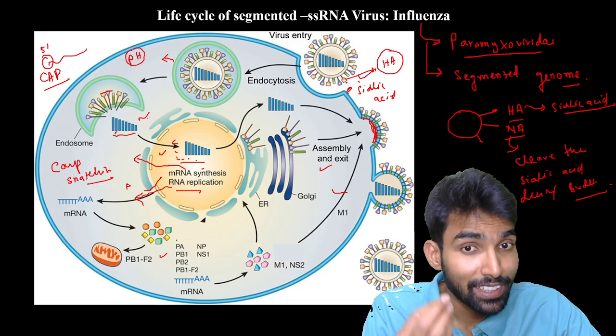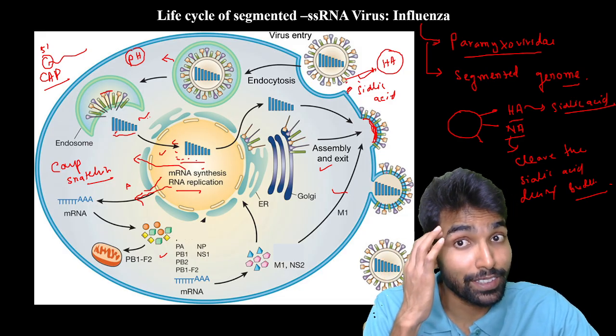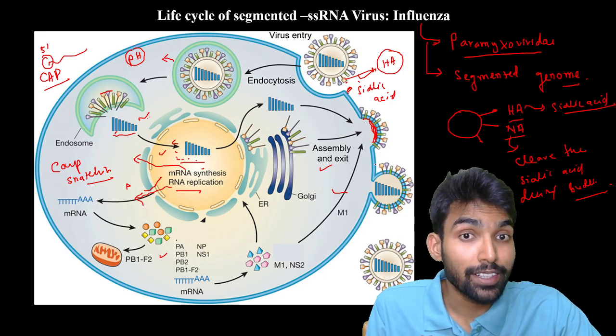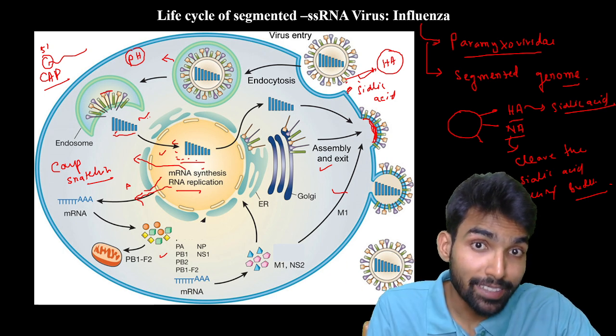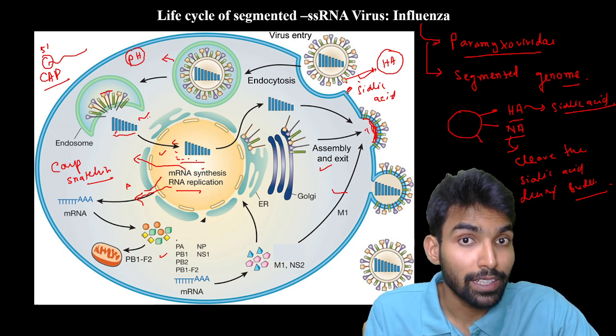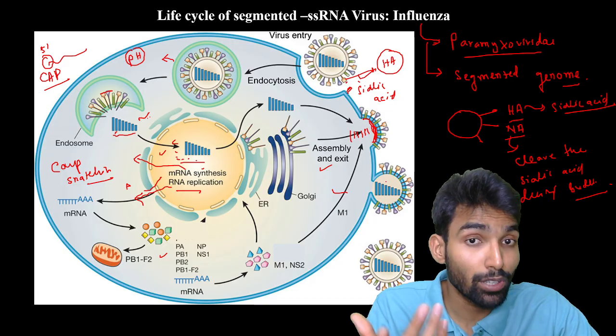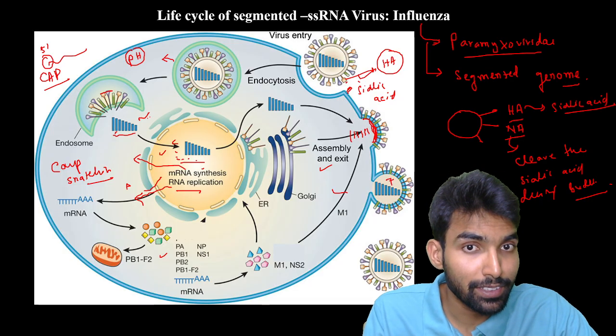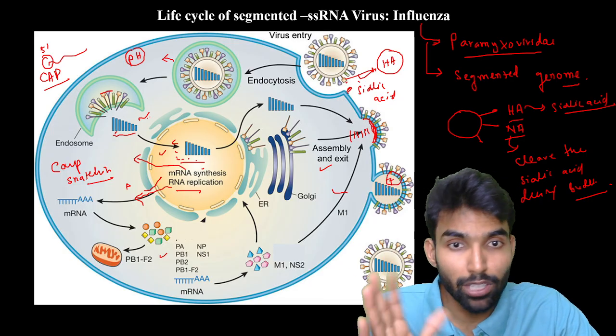But just think how clever the virus is, how it decides that only when all the 8 segments of the genome come, then only the packaging, then only the budding will happen. Let's say 7 segments come, the virus will not bud.